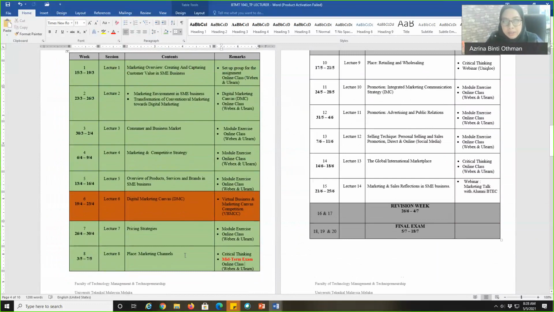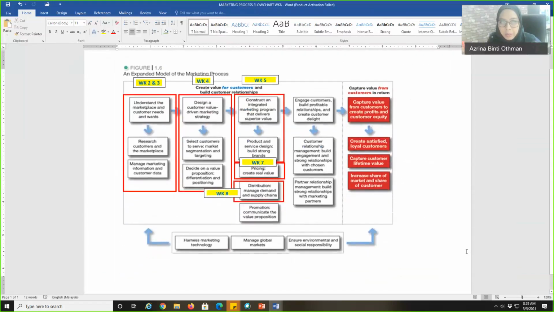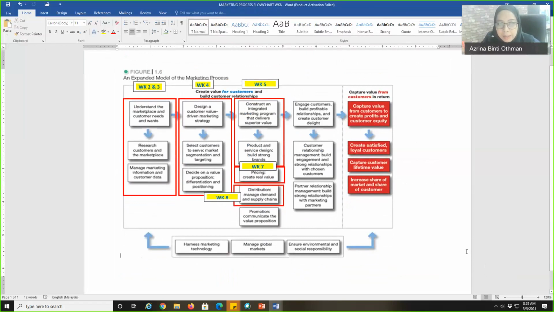If you notice, this topic is actually referring to the marketing process flow chart. In here, I will enlarge the size. You will see that we are covering the marketing process activities, and we have already covered until week 8, today. Distribution or marketing channels will be covered for the third P. We already covered product, price, and now we move on to the third P, which is place. So here we are now, week 8.